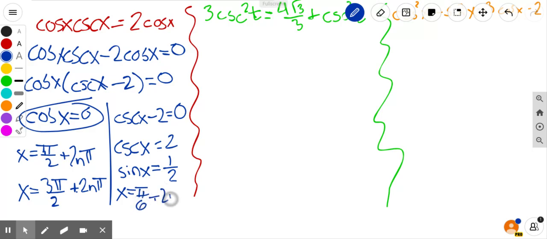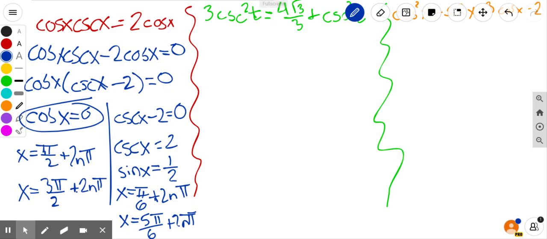Generalize it. And I also know that's going to occur at 5 pi over 6 because sine is positive in the first and second quadrant. And those are the two angles where sine of x would equal a positive 1/2. And again, adding the 2n pi to generalize my solutions. So when you see something like that, group them, factor, set equal to 0, and solve for x.